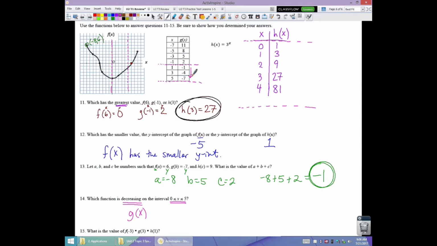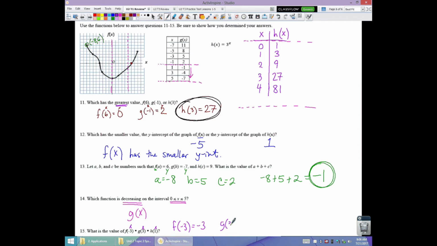And this last question, what is the value of f of -3 times g of 3 times h of 1? Again, you've got to remember to get this right, that it's the x values that are given to you in those parentheses. You're looking for the y values. So f of -3 means I go in this graph, when x is -3, that's 1, 2, 3. The y value is 1, 2, 3 down, so it happens to also be -3. Coinky-dink.